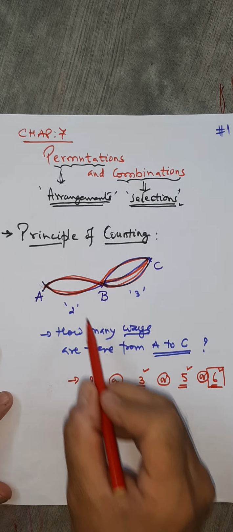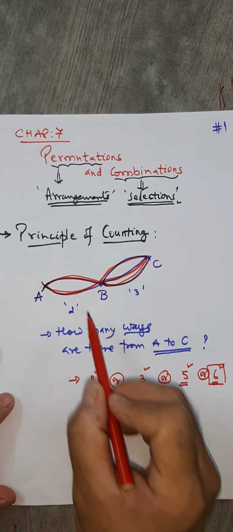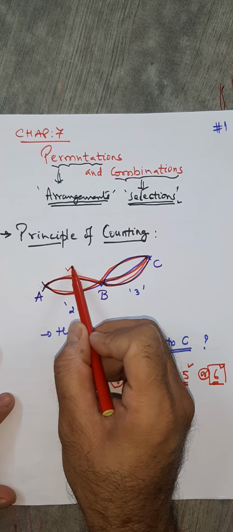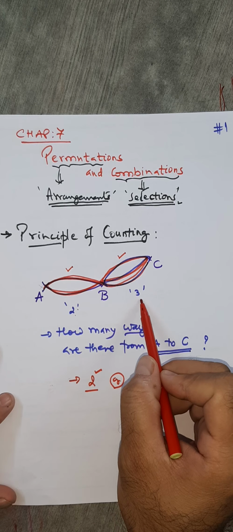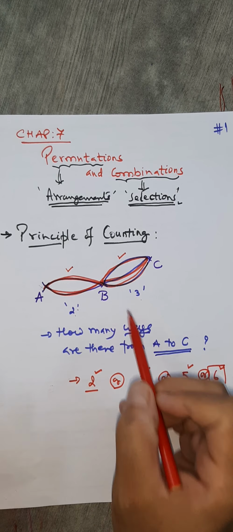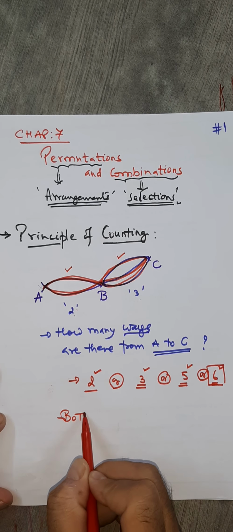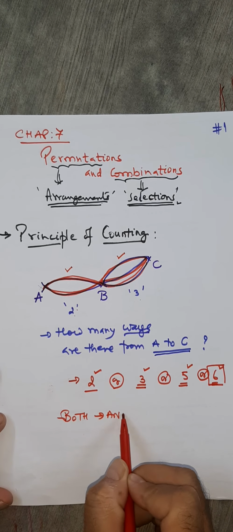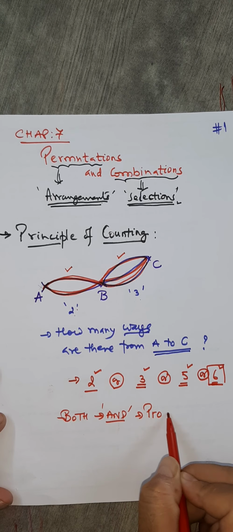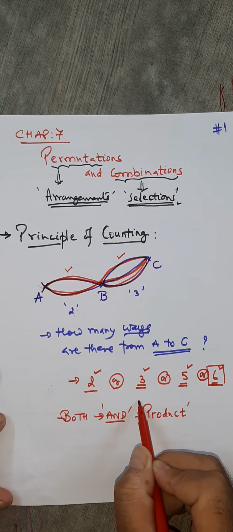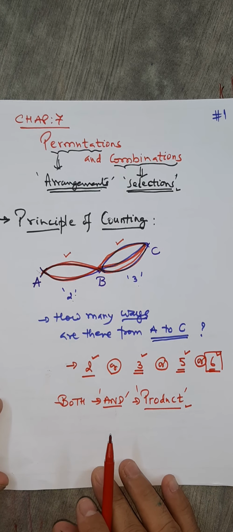So what's that 6? That's the product of these two. That's called the counting principle. If one thing can occur in 2 ways and another thing can happen in 3 ways, then the total number of ways of both occurring, and remember, the word and precisely refers to product, so 2 into 3, which is 6.